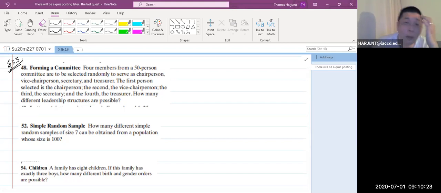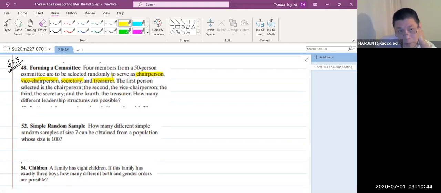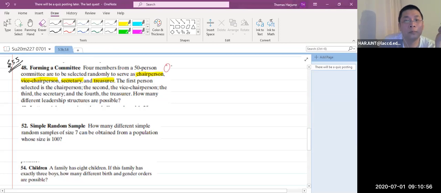Number 48, 4 members from a 50-person committee are to be selected randomly to serve as a chairperson, vice chairperson, secretary, and treasurer. So they will select 4 people to sit at these different positions. Now, because they tell us the position, these 4 people in different positions, the order is important.